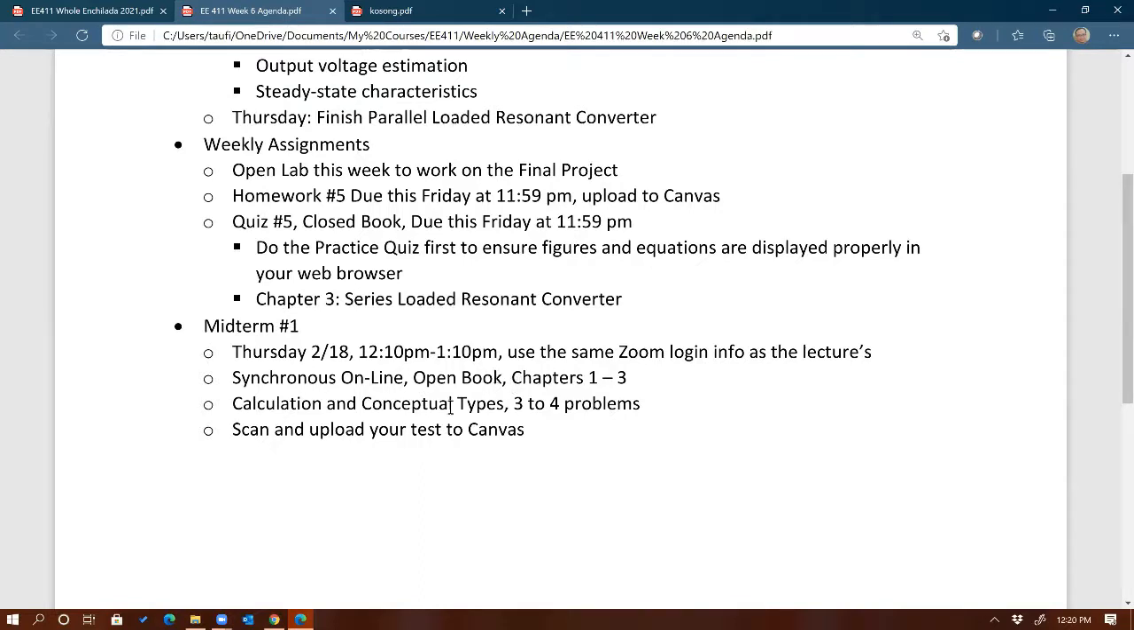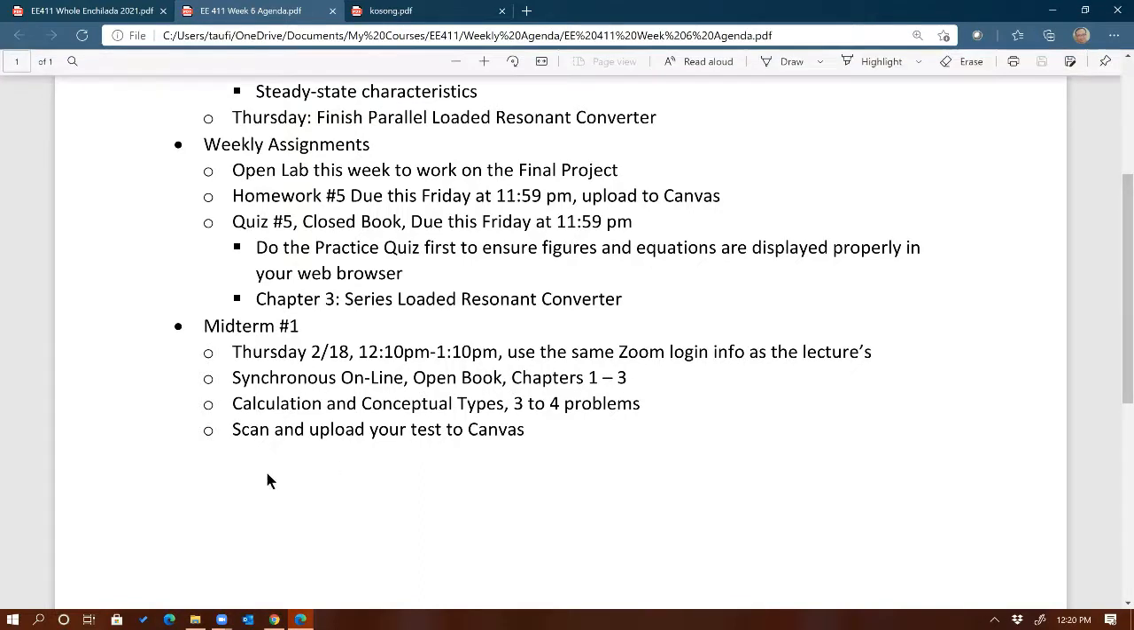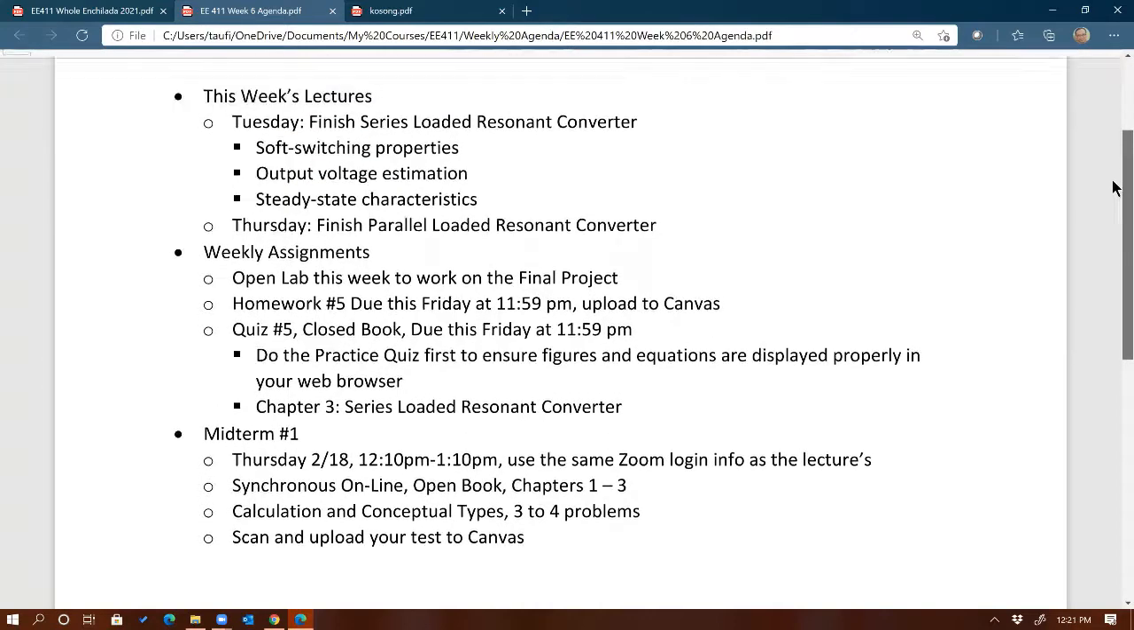It's fine with me. Chapters 1 to 3, calculations and conceptual types of problems. I don't know how many yet. It's going to be 3 to 4 problems. And as I said earlier, you'll download the test and then, just like in EE411, you write your answers on separate pieces of paper and then scan them and upload them to Canvas. Any questions on any of these?